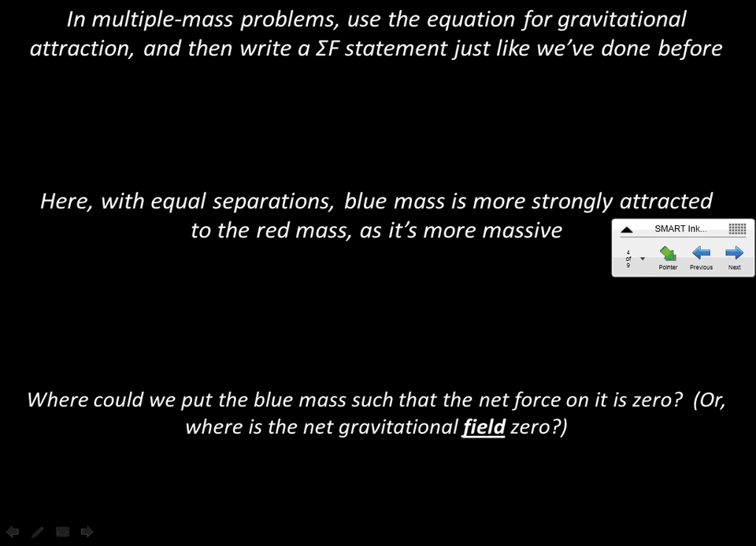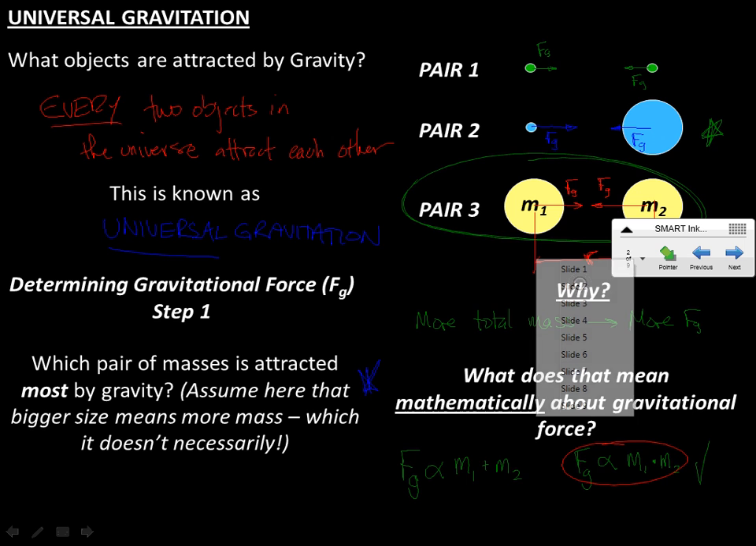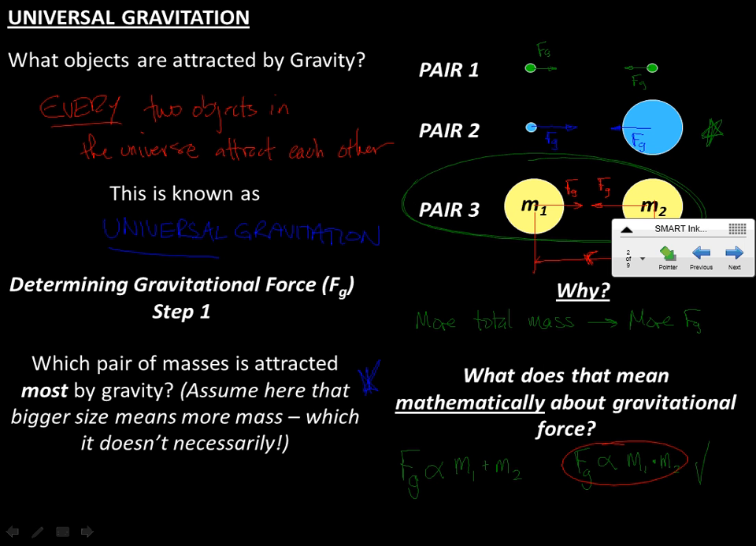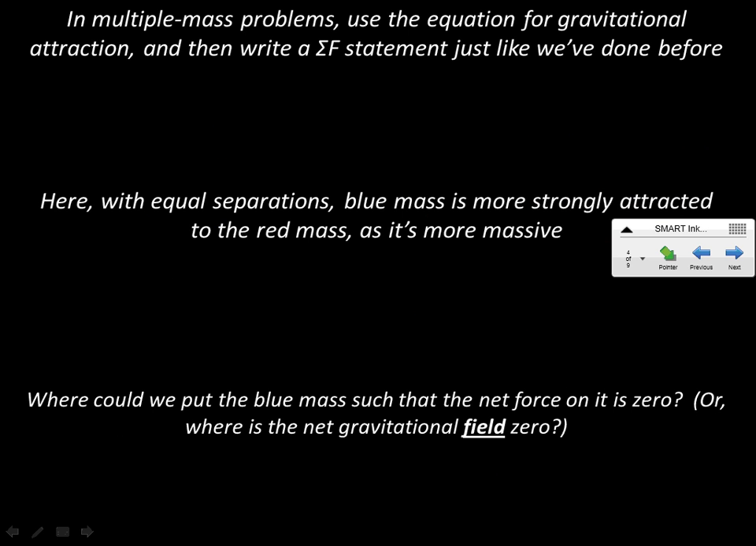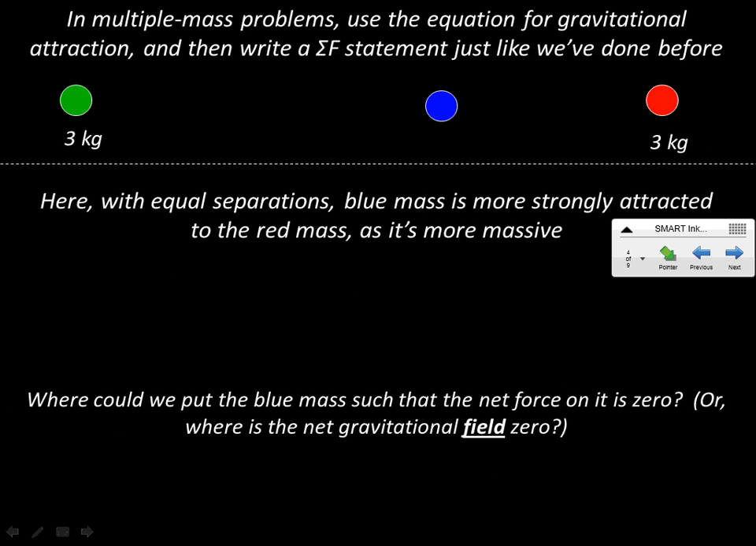Okay, onward. Now, we're going to jump right to what we call a multiple mass problem. If we go back a couple of pages, we looked at some two mass cases, where we just have one object exerting a force on the other, and therefore the other exerting a force on the first. So those are pretty straightforward. Let's look at some more multiple mass systems. Really, in this case, three mass systems.